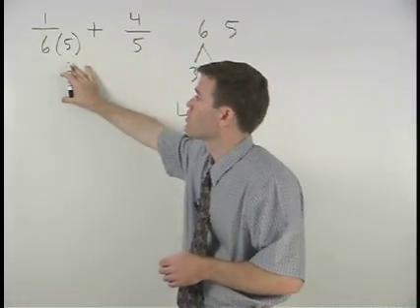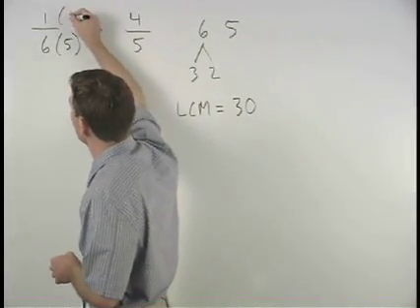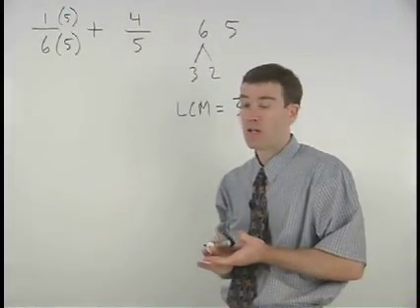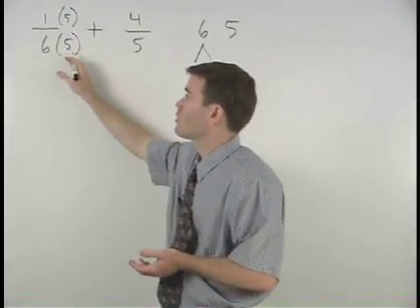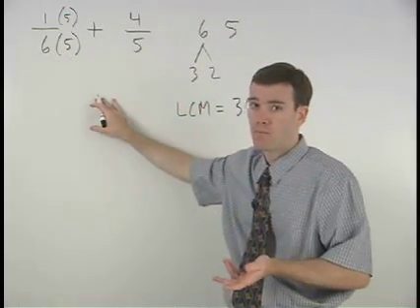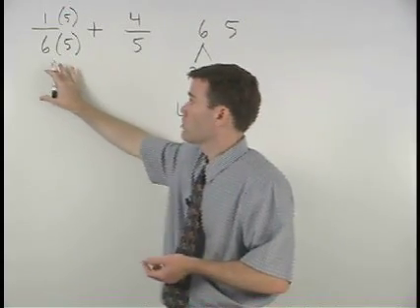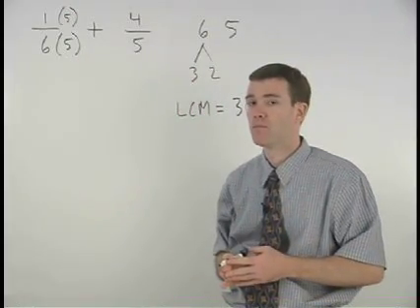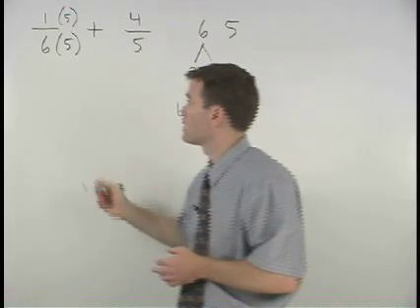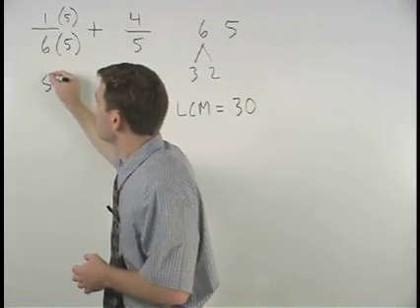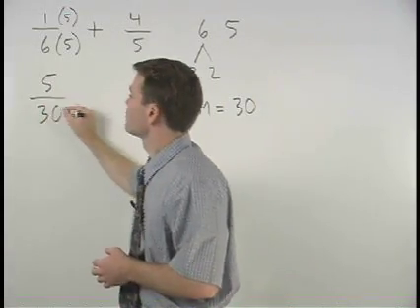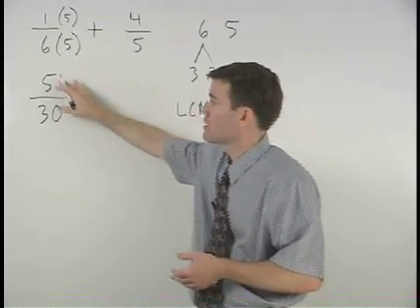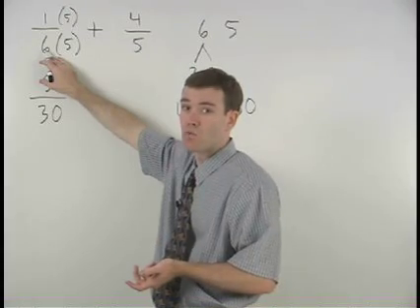However, if we also multiply the numerator of the fraction by 5, we're actually multiplying the fraction by 5 over 5, which is 1. And when we multiply anything by 1, it doesn't change its value. So our first fraction becomes 5 over 30. Notice that 5 over 30 has the same value as 1 over 6.